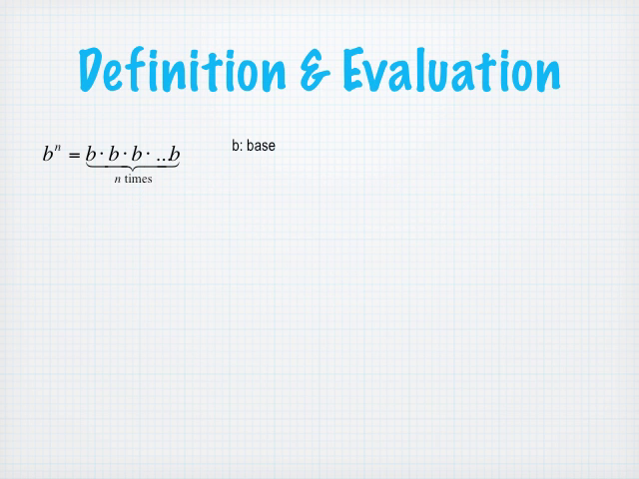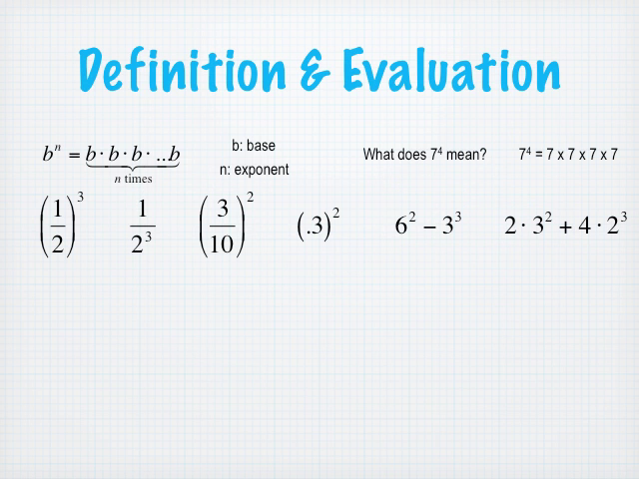Okay, so if we have b to the n, that's just b times b times b times b times b times b, n times. b is called the base, n is called the exponent. So for example, if I have 7 to the 4th, that's just 7 times 7 times 7 times 7. Let's look at some examples. These are examples very similar to what we did the first couple of lectures of class.